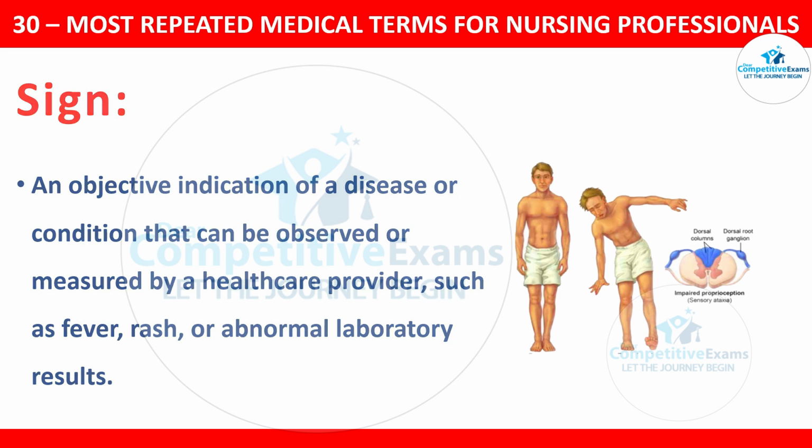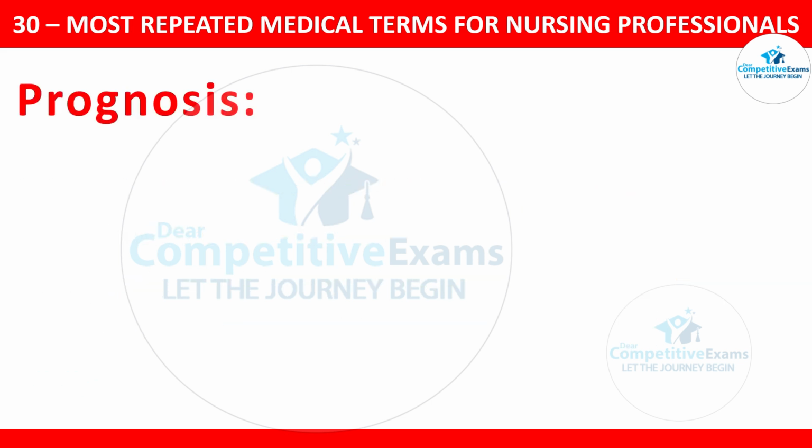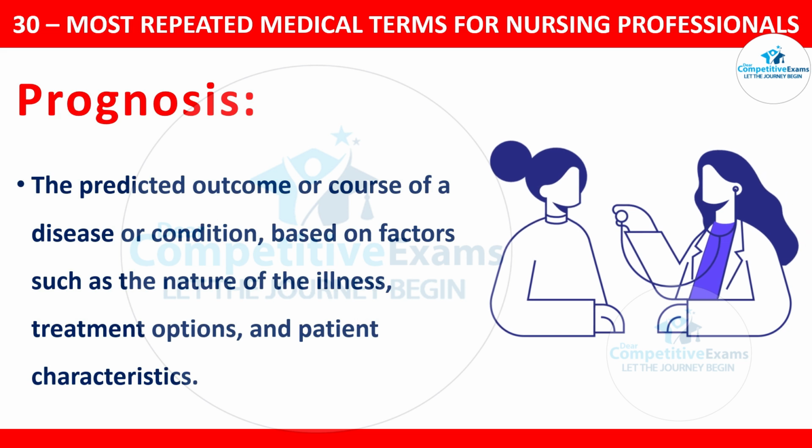Next term, prognosis. The predicted outcome or course of a disease or condition. It is based on factors such as the nature of the illness, treatment options, and patient characteristics.